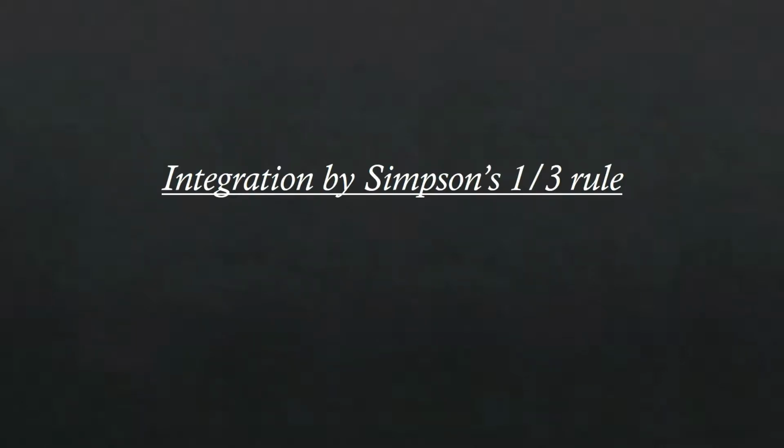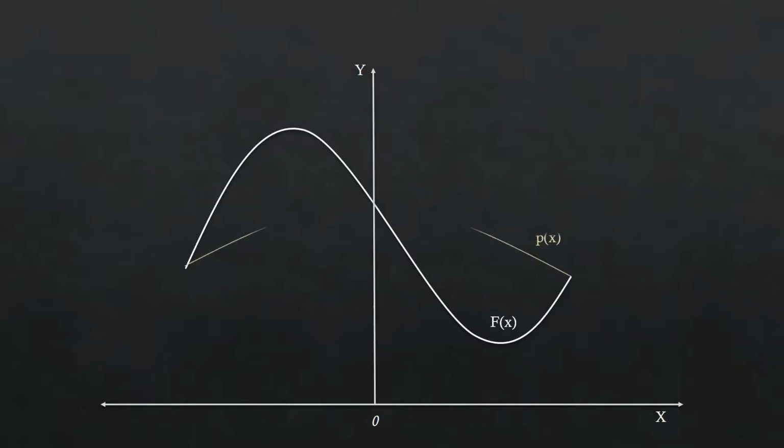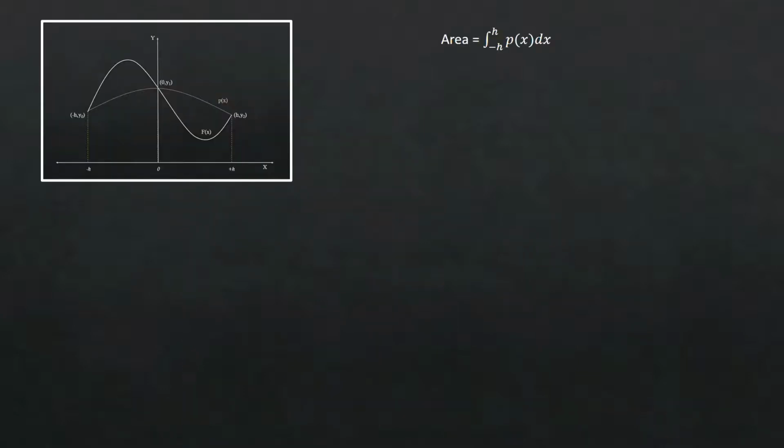Now we go forward to Simpson's 1 by 3 rule for finding the area under the curve with the help of parabolas. Here we are considering a function f of x. Then we consider 3 points on the function and form a parabola between the interval minus h and h. The area under the parabola is given by the integration of p of x dx. Here p of x is the generalized equation of a parabola.